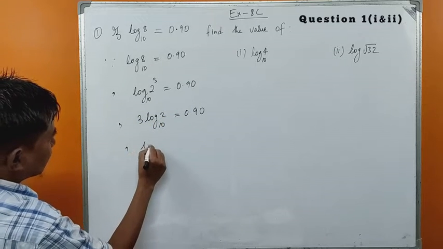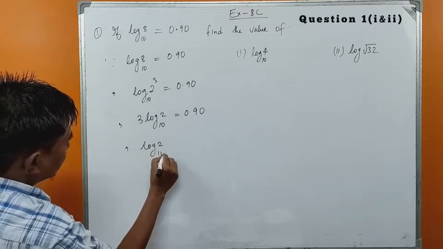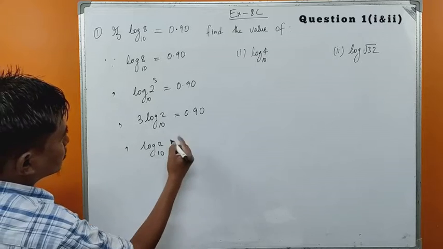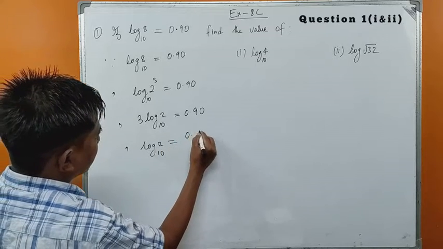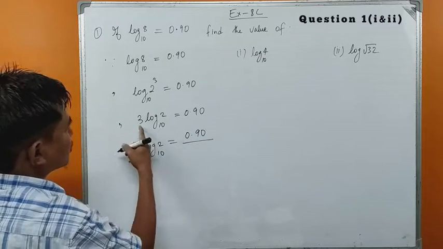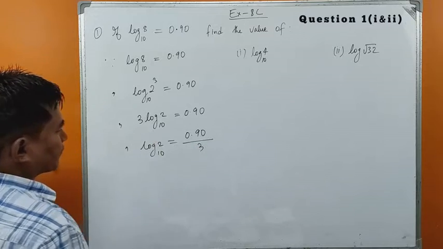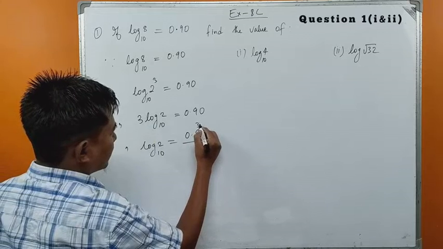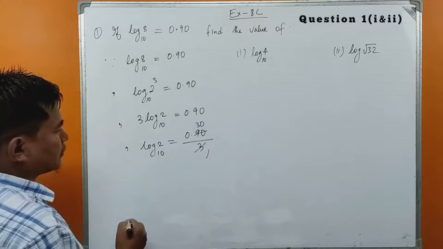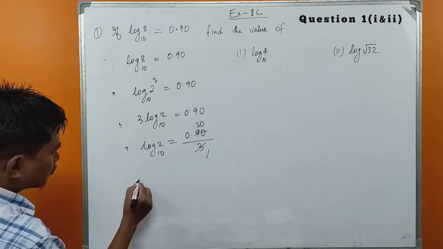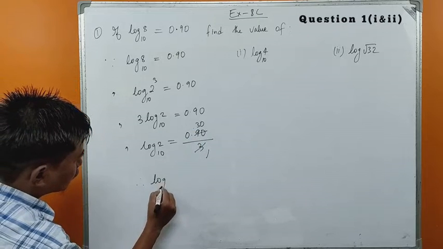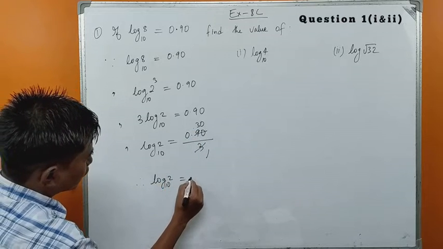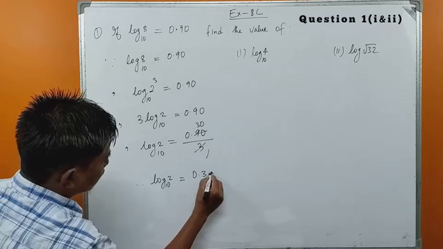Or we keep log 2 on the left hand side and take this 3 by cross multiplication to the denominator of the right hand side. This 3 goes to the denominator, okay? Now let us cancel this. 3 1s are 3, 3 3s are 9, 0, okay? 0.30. Therefore the value of log 2 to the base 10 equals 0.30, isn't it?